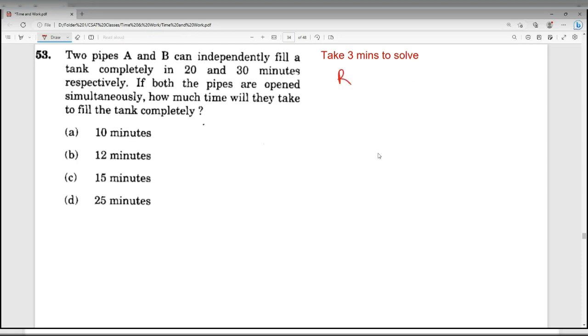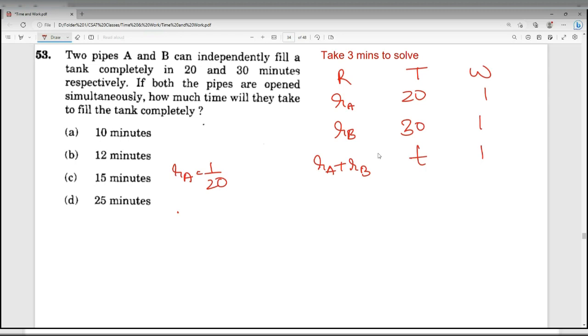We have R, T, and W. We have rate of A that independently fills the tank in 20 minutes. It is one tank. And then we have rate of B, and that also fills in 30 minutes. And they are asking what if they both are open together, and we have to find the T. So we have RA is equal to 1 by 20, RB is equal to 1 by 30.